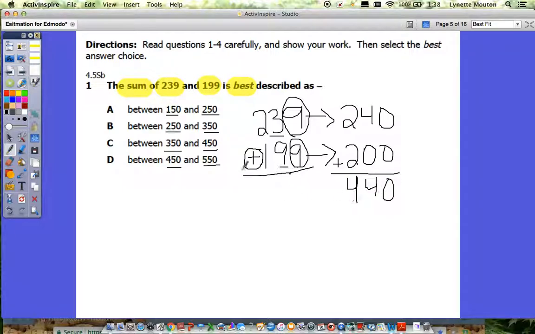Miss Mouton, you must have done something wrong because I don't see my answer here. Well, it actually is, because remember, again, we're looking for a range. There's that magic word between. So where does that 440 fit? It fits between 350 and 450. So letter C would be the correct answer choice. Remember, that's just one way to do it. Again, looking at the key words, making sure you read all of it though, and then looking at the answer choices, because in this type of question, the answer choices are going to dictate what answer you're going to choose.